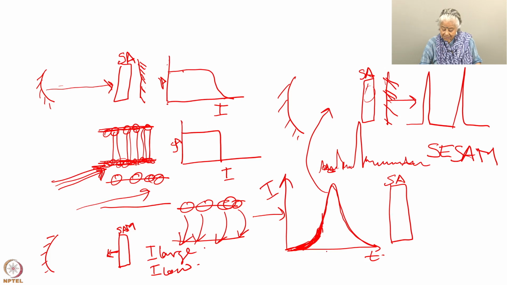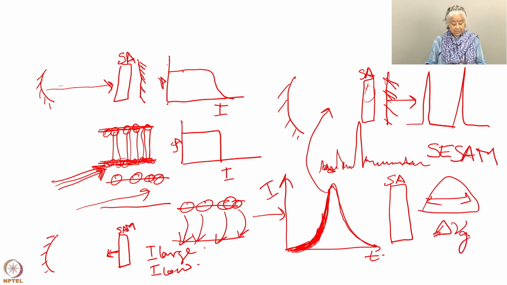Because it has done this, you can see in time the pulse has become a bit short, a bit narrow. This part has disappeared, only this part has come and grown. In each round trip it becomes a bit more narrow. That's another way in which the pulses grow shorter. Of course, you get the shortest pulse with the one which has the maximum gain bandwidth, delta nu g.